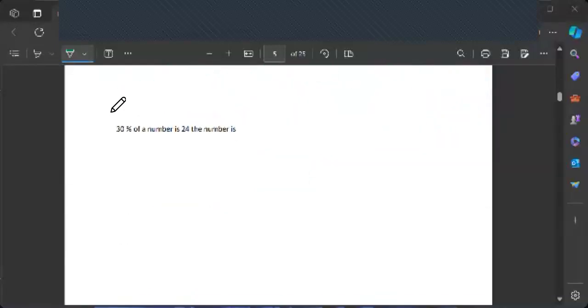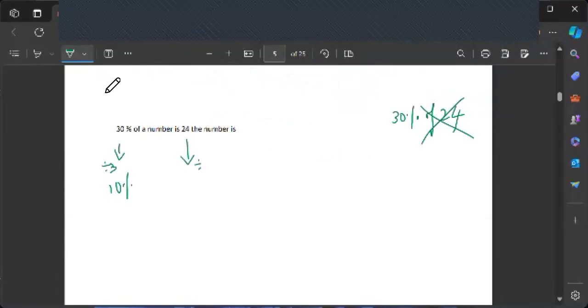Okay, next is 30% of a number is 24. Find the number. Now I'm not finding 30% of 24. Remember, be very careful here. It is 30% of a number. See, one method of doing this: divide by 3. 30% becomes 10%. 24 divided by 3 is 8. If 10% is 8, 100% will be 80. 100% means the number itself.